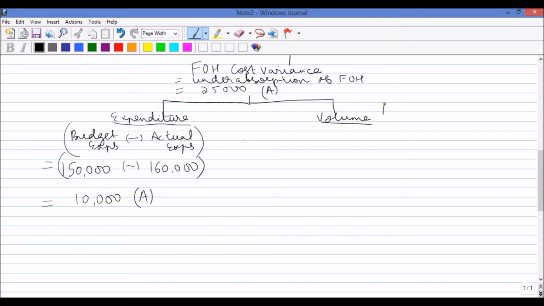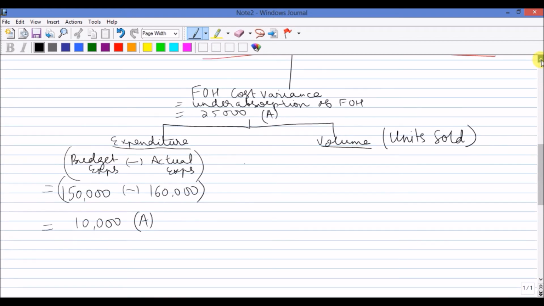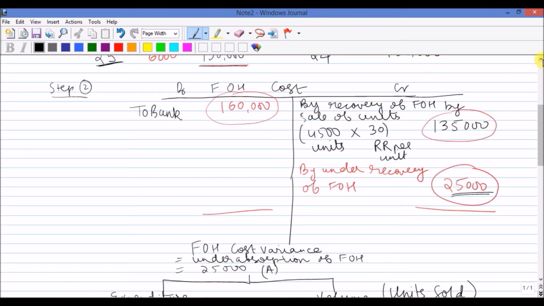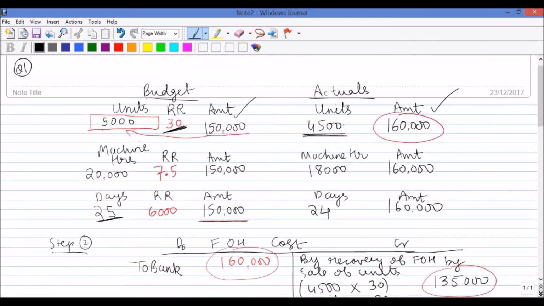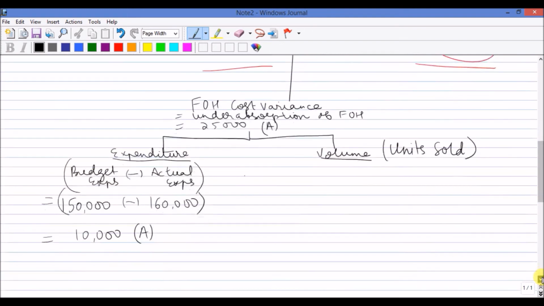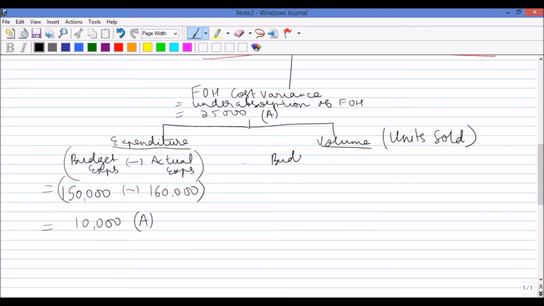And volume is related to units which you have sold. So I need to find the budgeted units and the actual units. So this is also very simple. Budgeted units I thought I would sell minus the actual units which are sold, into the recovery rate per unit.